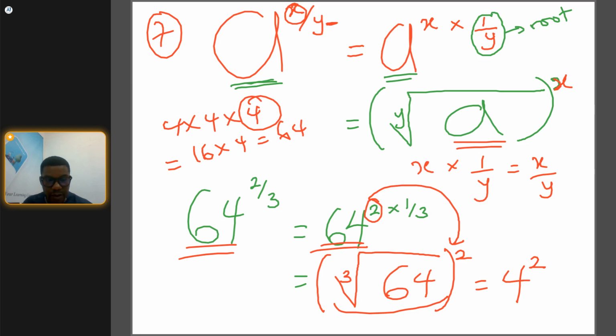What we have inside the brackets gave us 4. Now we have the square on it. That will be 4 square, law of indices. 4 square is the same thing as 4 times 4, and that is what? 16. So 64 raised to power 2 over 3 is equal to 16. I believe this law number 7 is clear to us, right?